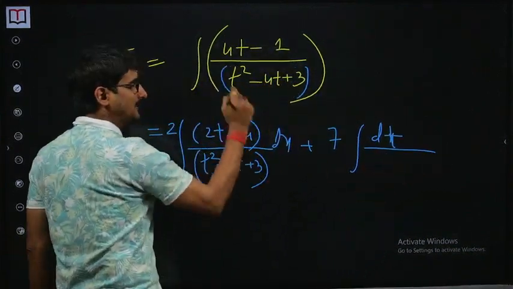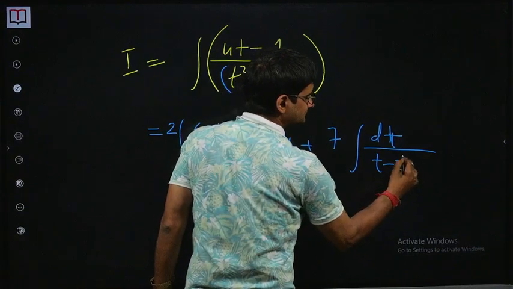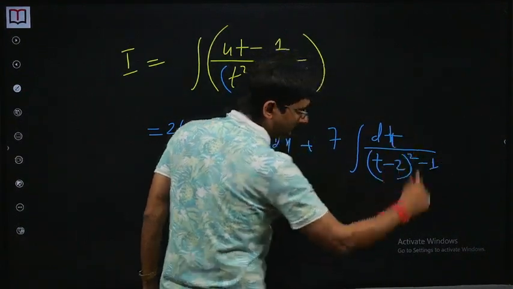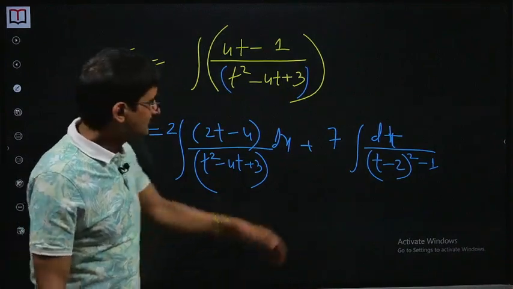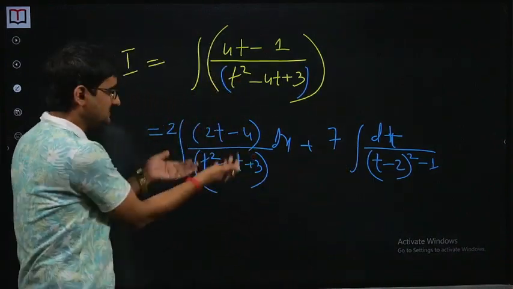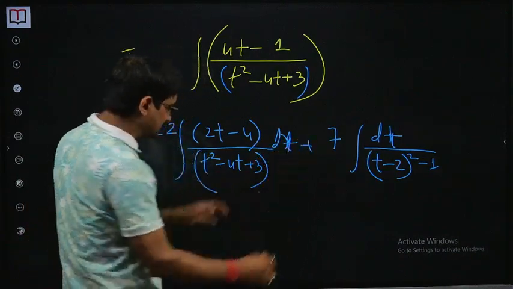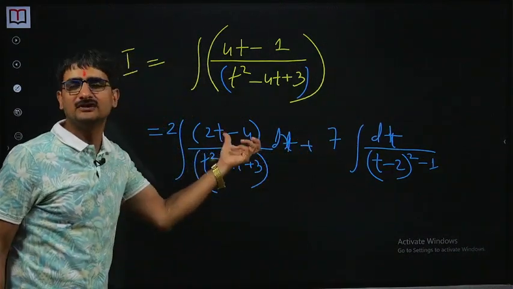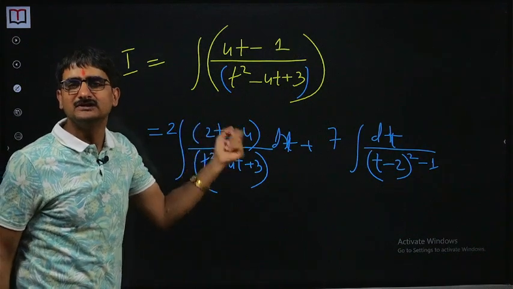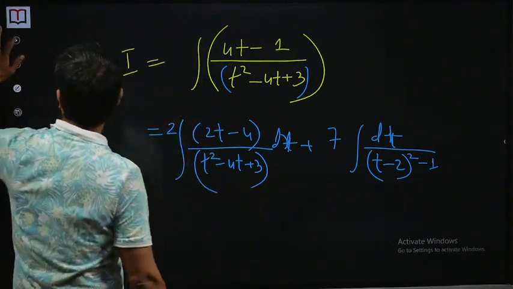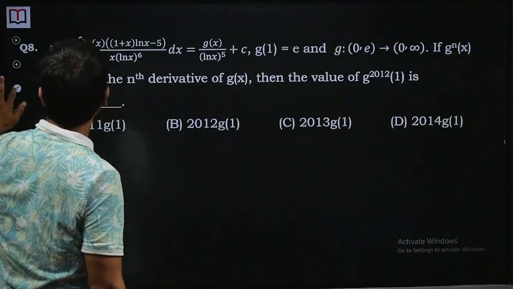Now write the denominator as a perfect square. That's it, we are done. So that's a standard form, and now if I replace the denominator with z, its derivative is the numerator, so dz by z, which is ln of z. So now you can easily do it. So moving to the next one.